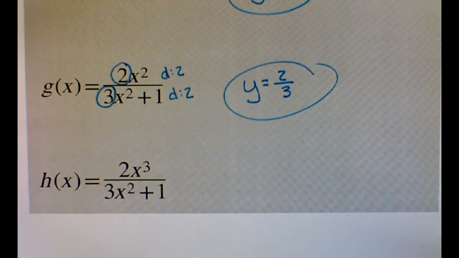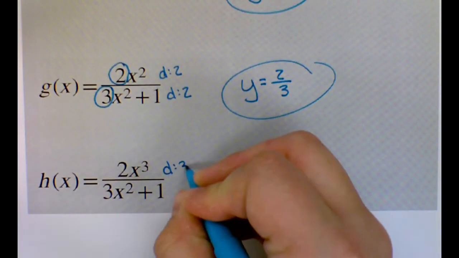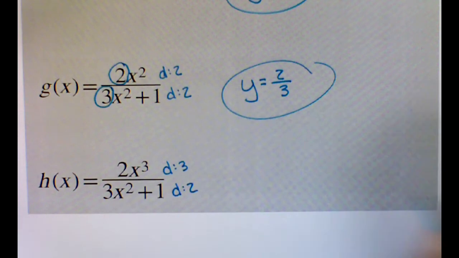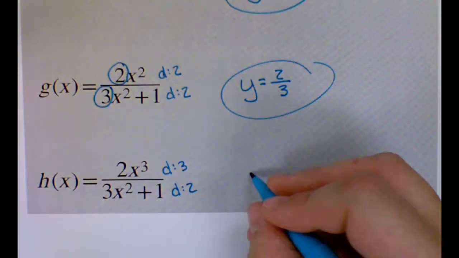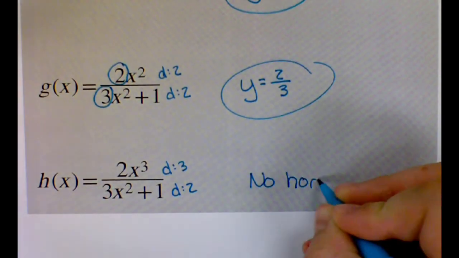And for h of x, the degree of the numerator is 3. The degree of the denominator is 2. The numerator has a bigger degree, so there is no horizontal asymptote.